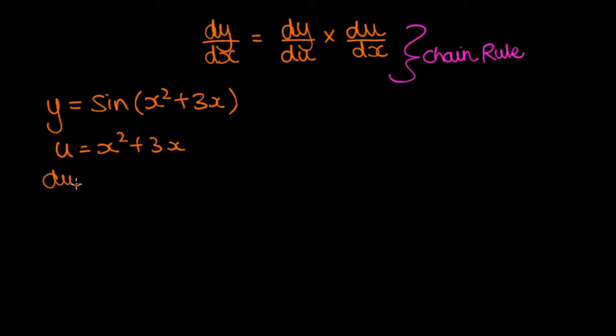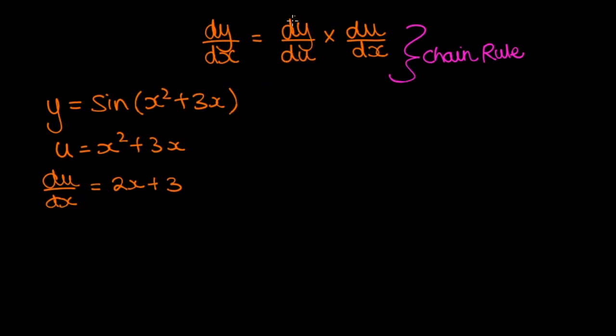So if we differentiate u with respect to x, we get 2x, the derivative of x squared, plus 3, the derivative of 3x. So we've got du by dx, and now we need to work out dy by du.